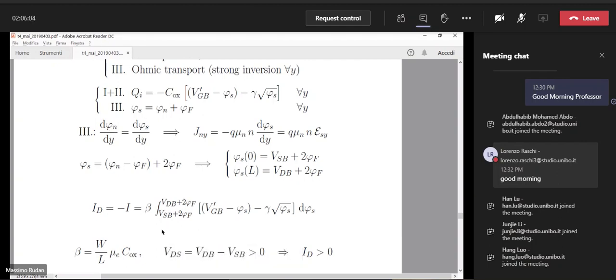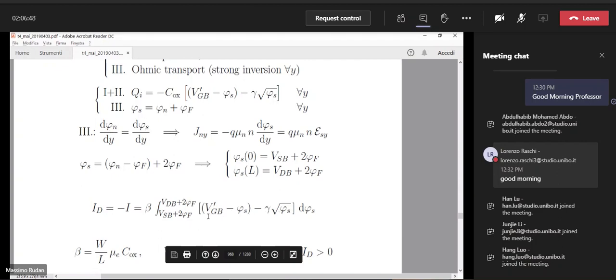Because the quantity in brackets, that is the integrand, is positive. And of the two integration limits, the upper one is larger than the lower one because Vd by construction is larger than Vs. Okay? So the integral is positive. Beta, of course, is positive. Minus I must be positive. We call it ID. And this is the correct definition of the drain current of the MOS transistor.